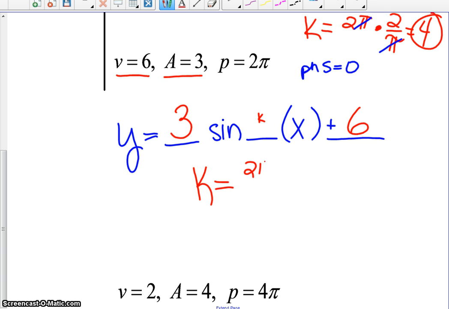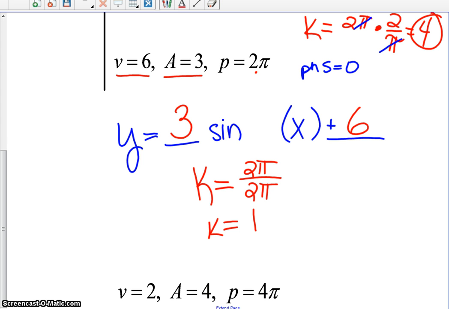So k would always equal 2 pi divided by the period given. The period given here is also 2 pi. So in this case, my k equals 1. So technicality, I have two options. I can actually put the number 1 in here, or I can just not put anything, all right?